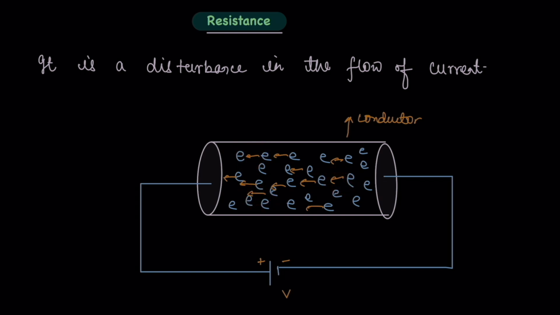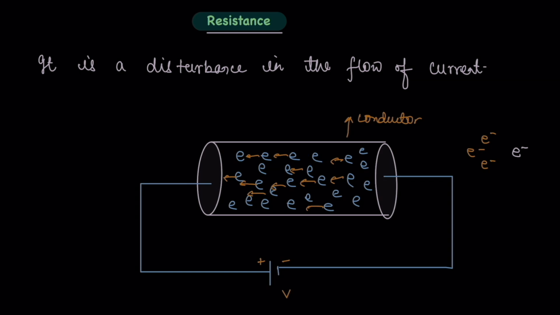But here, when the electrons are moving, they collide with other electrons. If here is one electron and these are other electrons, when it moves, it will collide with other electrons, and due to that its motion will be disturbed. Suppose this electron has to move from this point to this point. Infinite collisions take place, and due to that the motion of the electron will slow down. This is called disturbance.